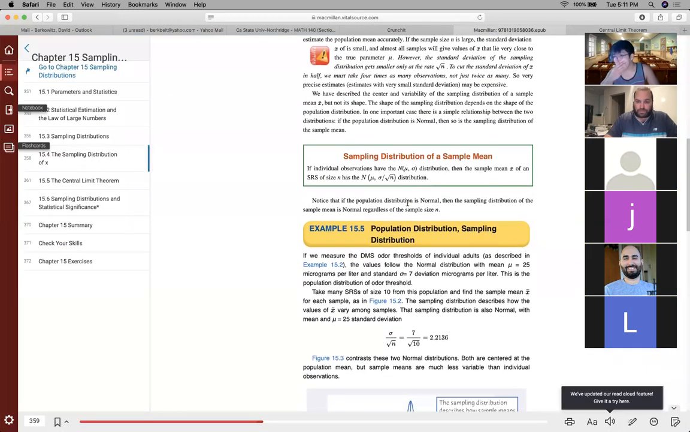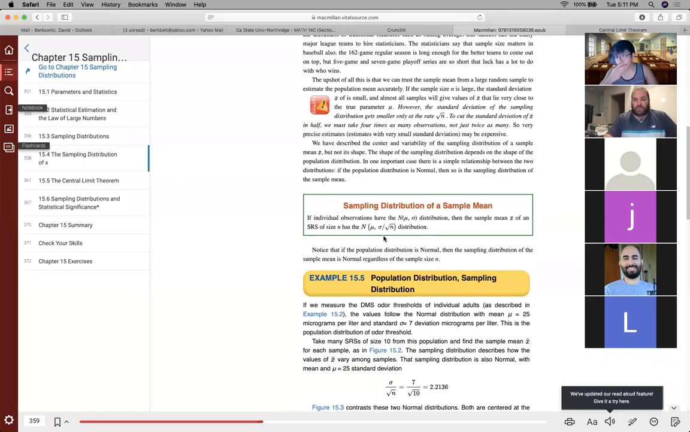So let's do an example. If we measure the DMS odor thresholds of individual adults through some quantitative means, the values follow the normal distribution with mean mu equals 25 micrograms per liter and standard deviation sigma equals 7. So what we have here is an n.